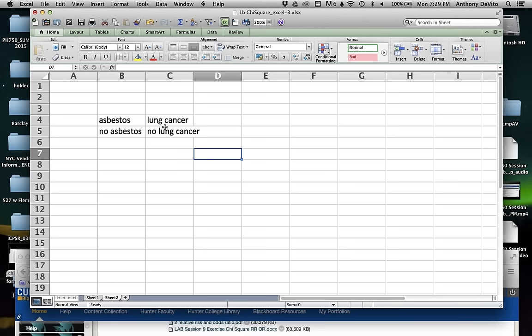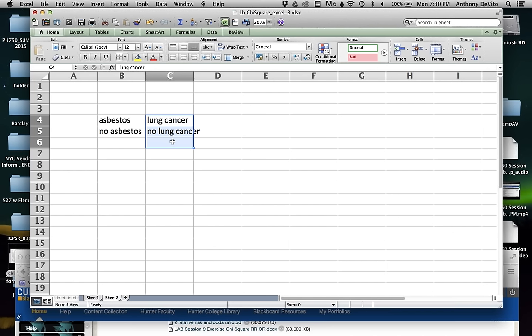So what are our variables here? We have two variables. One is exposure. Were they exposed to asbestos? Yes or no. What's our other variable? It's whether or not they got lung cancer. They got lung cancer or they didn't get lung cancer. So we have two variables with two values.